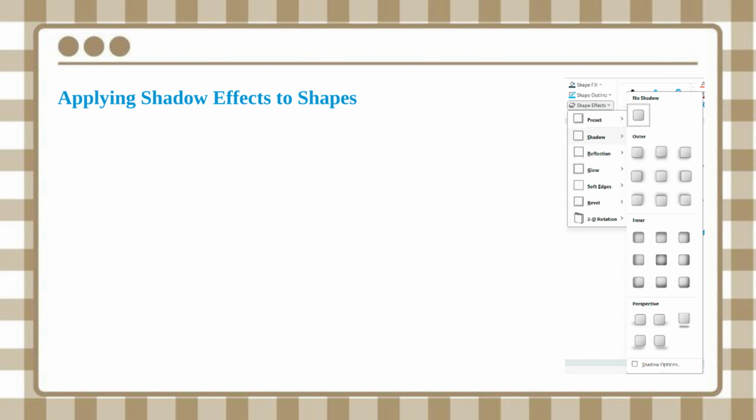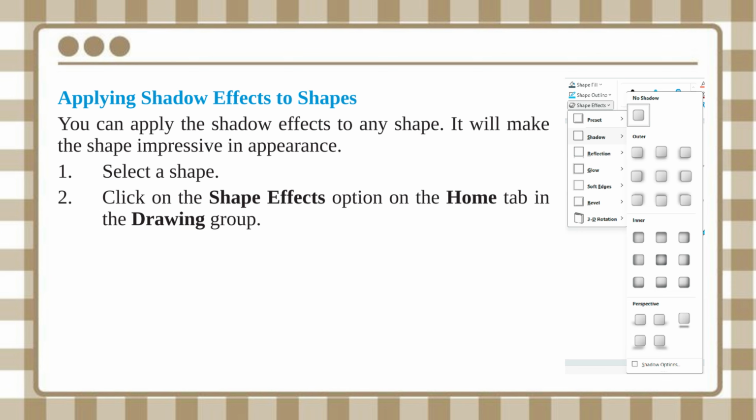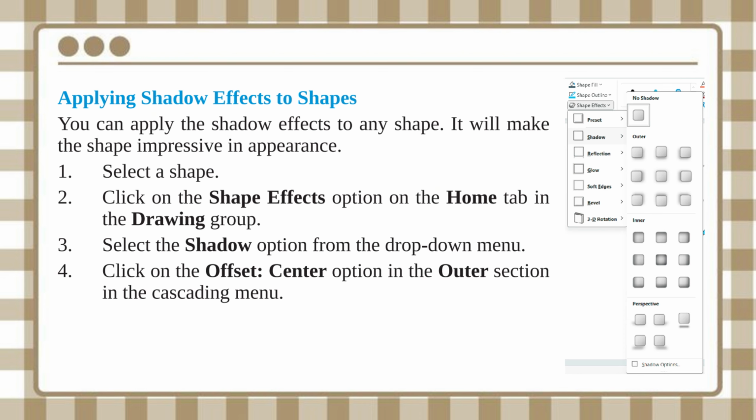Applying shadow effects to shapes. You can apply shadow effects to any shape. It will make the shape impressive in appearance. 1. Select a shape. 2. Click on the Shape Effects option on the Home tab in the Drawing group. 3. Select the Shadow option from the drop-down menu. 4. Click on the Offset, Center option in the outer section in the cascading menu. 5. The selected effect will appear on the shape.